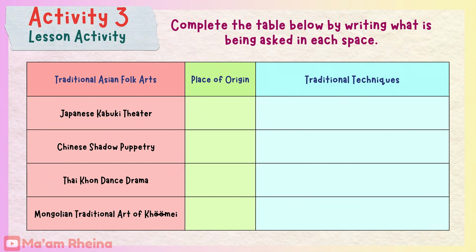All right, learners, let's move on to Activity 3. In this task, you need to complete the table by writing what is being asked in each space. Read the instructions carefully and think about the examples we just discussed. Take your time and remember, you may pause the video while working on your answers. Are you ready? Let's begin Activity 3.